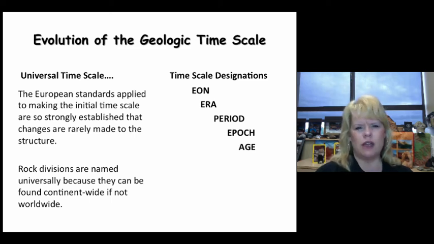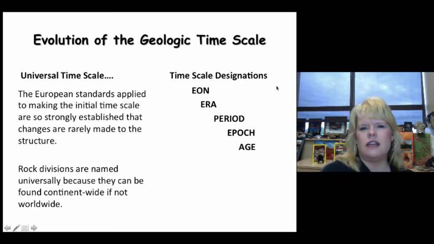So the timescale designations begin with the largest designation known as an eon. What's the magic term for an eon? That's kind of a controversial question as well. Typically anything that could be greater than 542 million years in age. And why do I throw that magic number out? That's the length of time for the Phanerozoic currently.